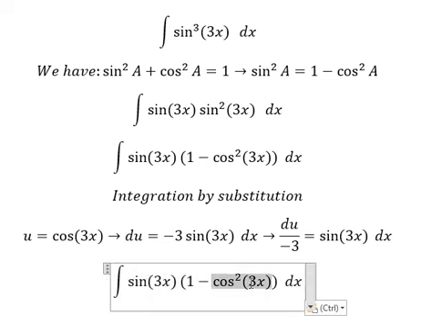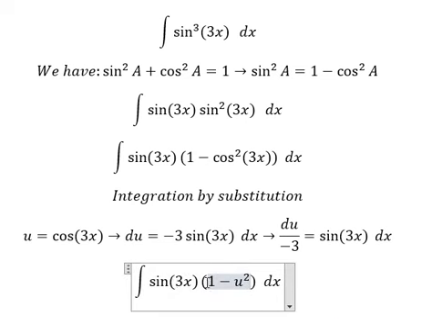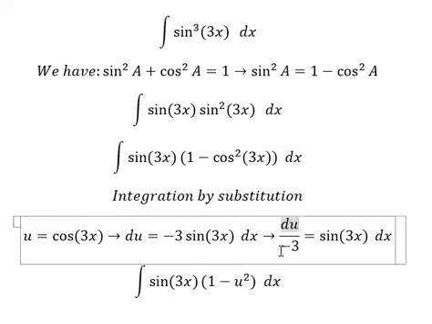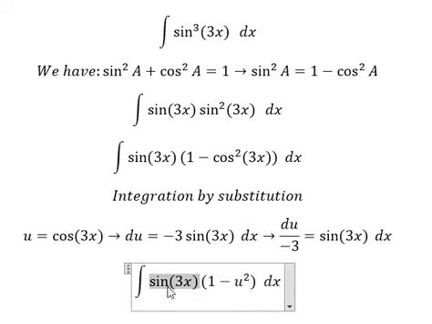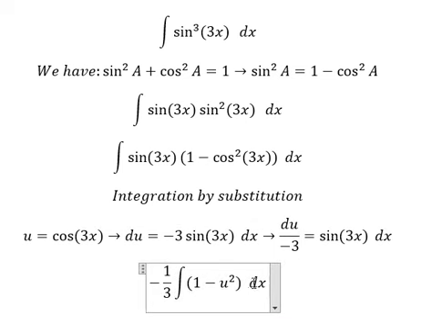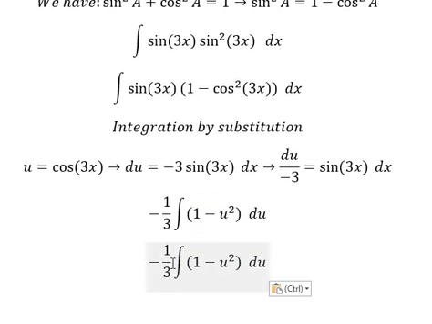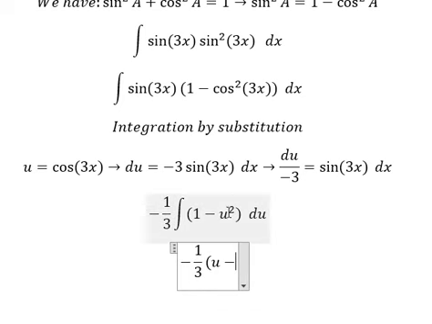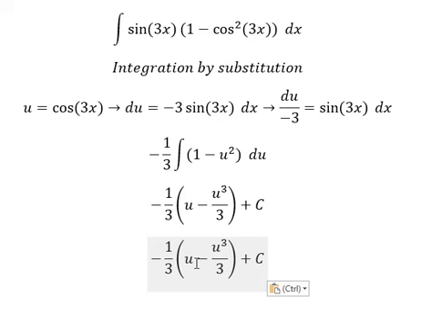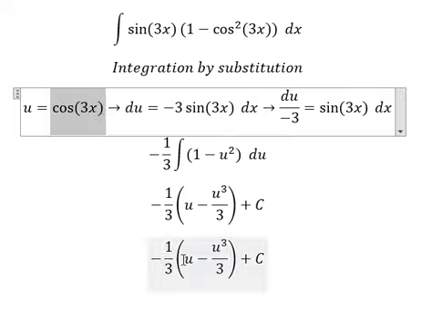This one we change for u. Sine 3s ds we change for this one. The integration of number 1, that is about u. The integration of u square, that is about u to the power of 3 over 3. And I will put about c. About u, that is about cosine 3s.